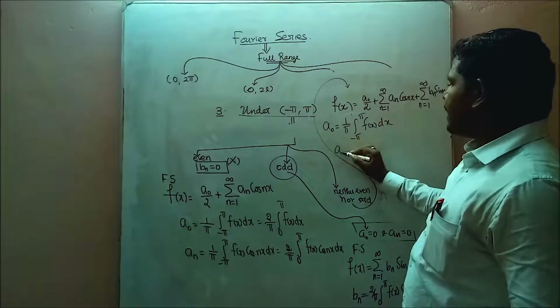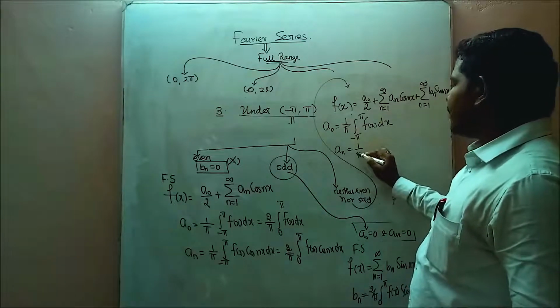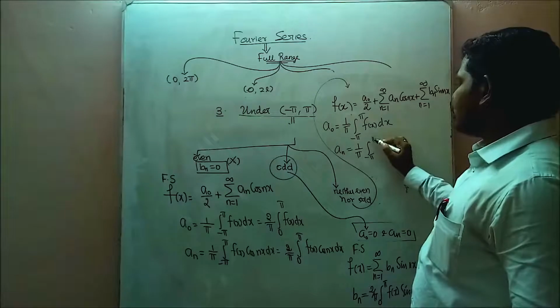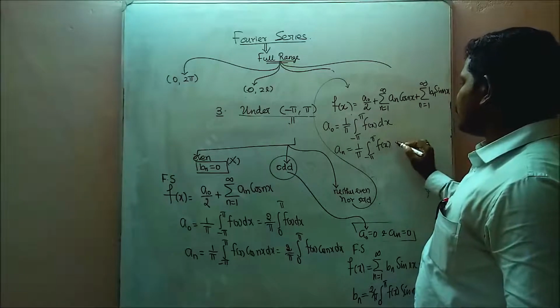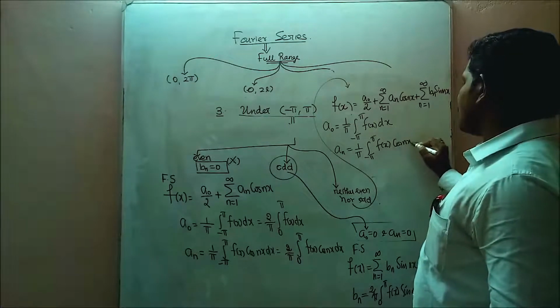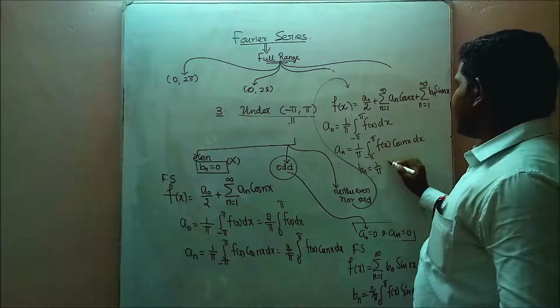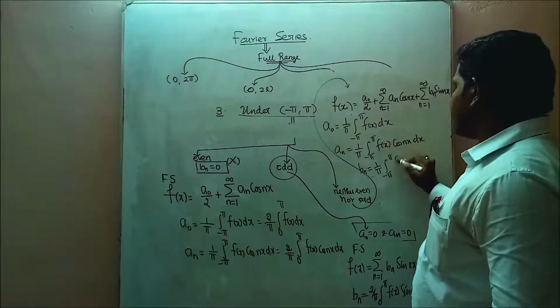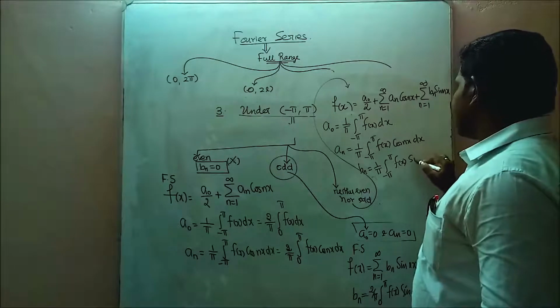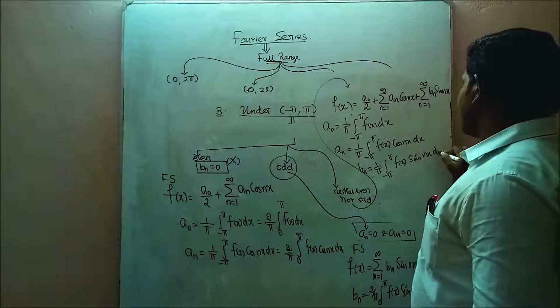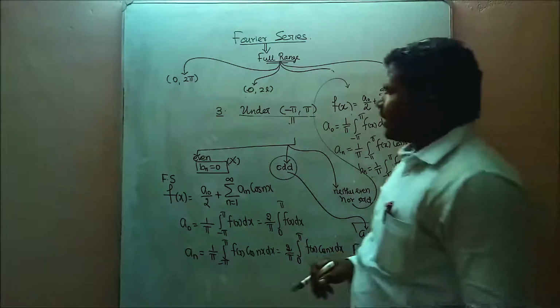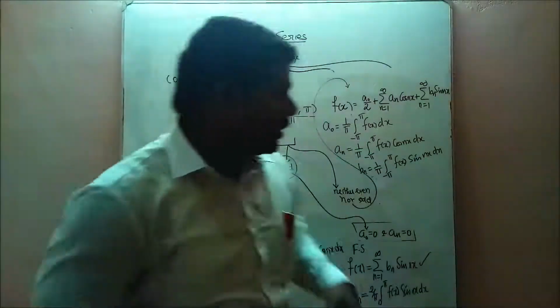இதே மாதிரி an is equal to 1 by pi into integral minus pi to pi f of x into cos nx dx. இதே மாதிரி bn is equal to 1 by pi into integral minus pi to pi f of x into sin nx dx. So இந்த ஃபார்முலா இப்படி எழுதுங்க, so you'll get the required answer.